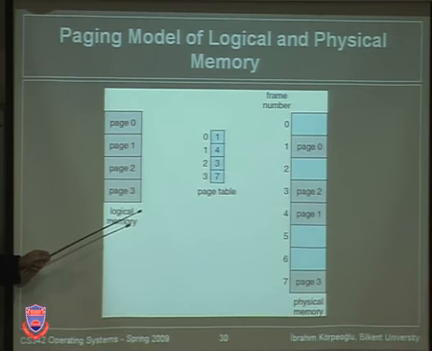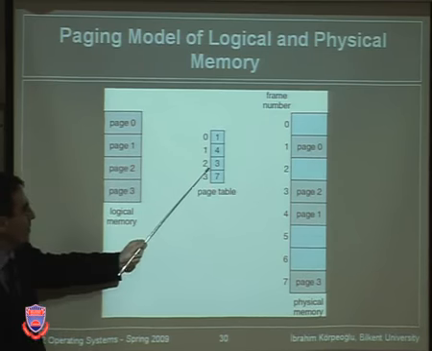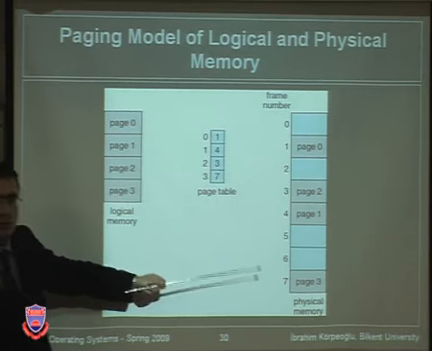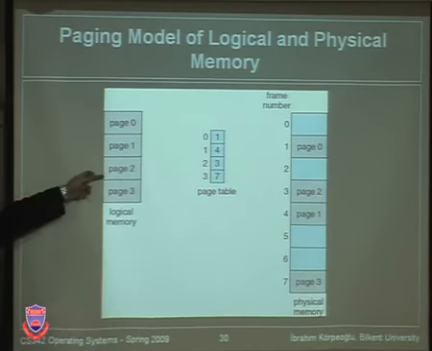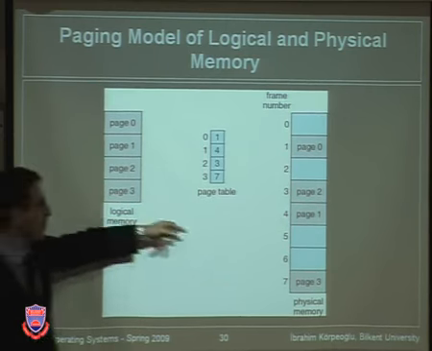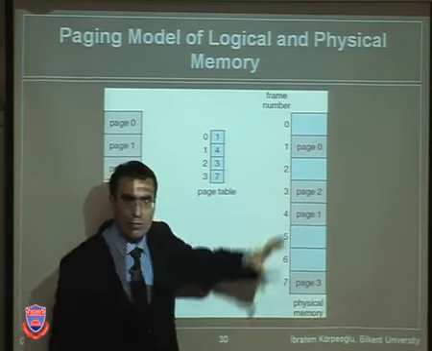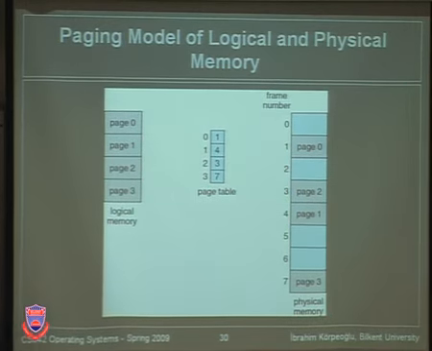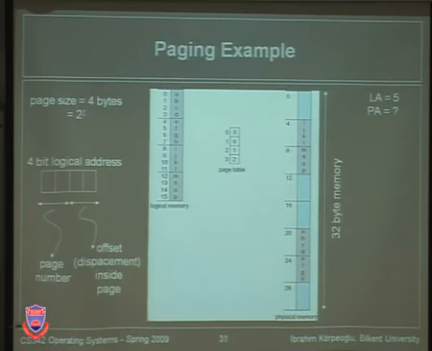Software or hardware? The translation has to be done by the hardware. The hardware will go to the page table and understand that page 2 is actually located in frame 3. It will compute the corresponding physical address. For example, byte 0 of page 2 will have an address around here, and the corresponding physical address will be around here. That computation has to be done by the hardware by looking up the page table. Is that clear? So how do we do that translation?